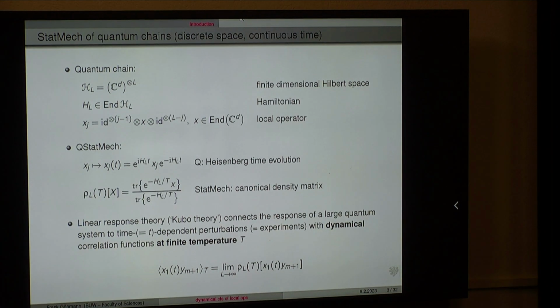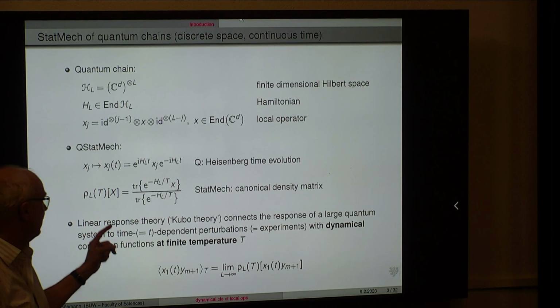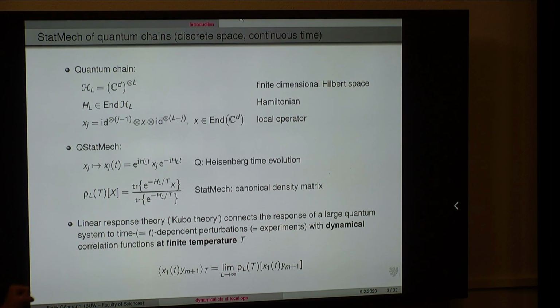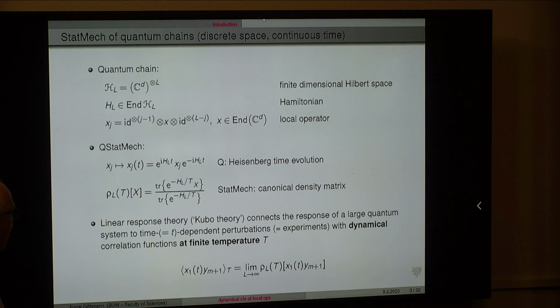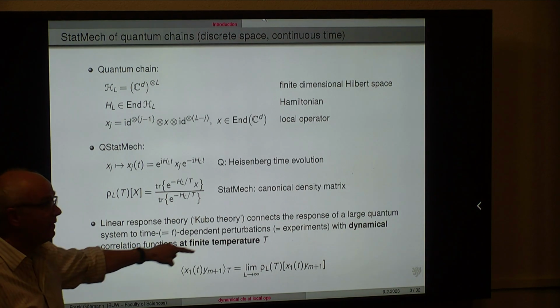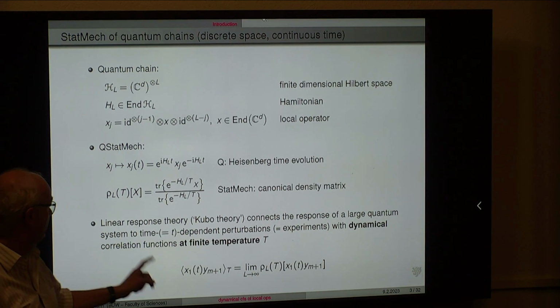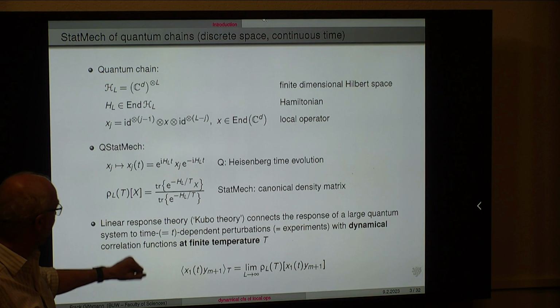This is assumed to be small, and that's why in almost all experiments, first order perturbation theory is justified. Then you get something which is called Kubo theory in condensed matter physics. So that means you connect all kinds of experiments with dynamical correlation functions at finite temperature T. So what you have to calculate, you have to combine those two things.